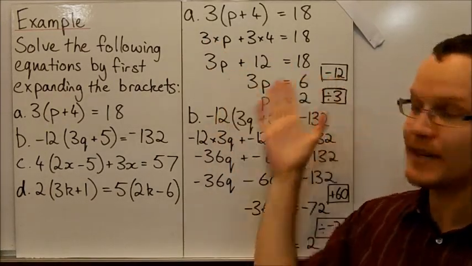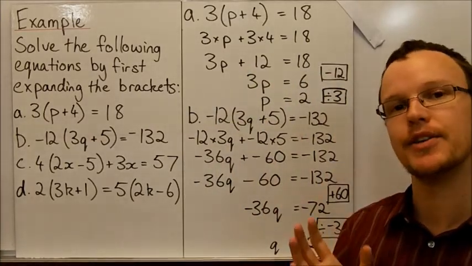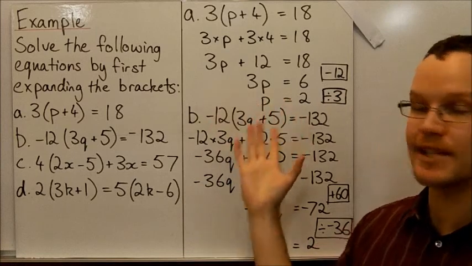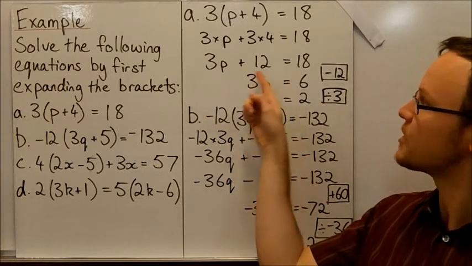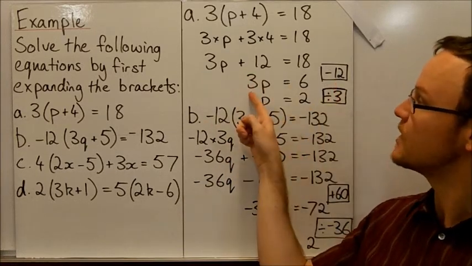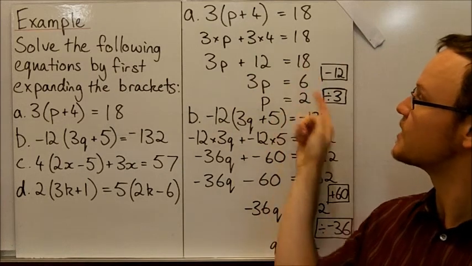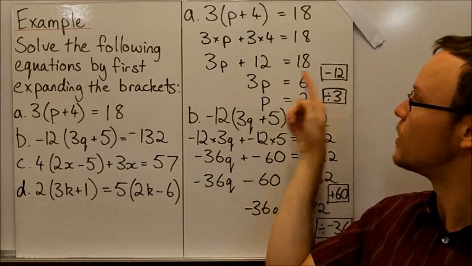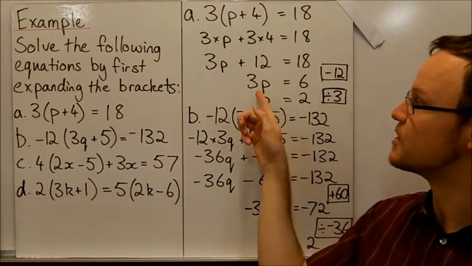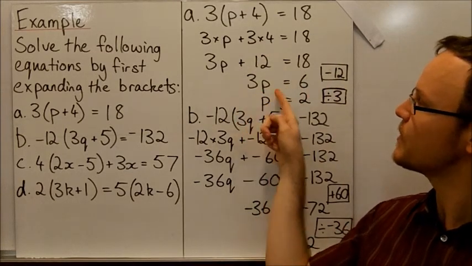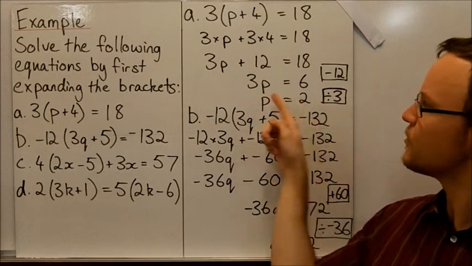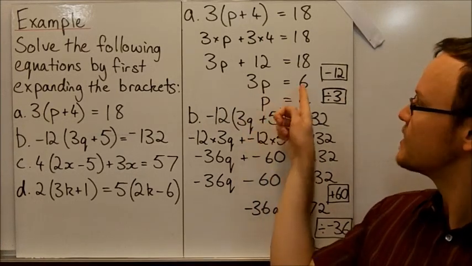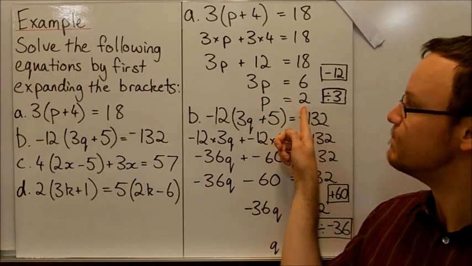So we don't have any like terms here, so we cannot collect any like terms, so we can go straight to the last step, which is then just solving this algebraically. So we can take 12 from both sides, getting 3p equals 6, because 18 minus 12 is 6, and 12 minus 12 is going to be 0, so we're left with 3p equals 6. So we can divide both sides by 3. 3p divided by 3 is p, 6 divided by 3 is 2.